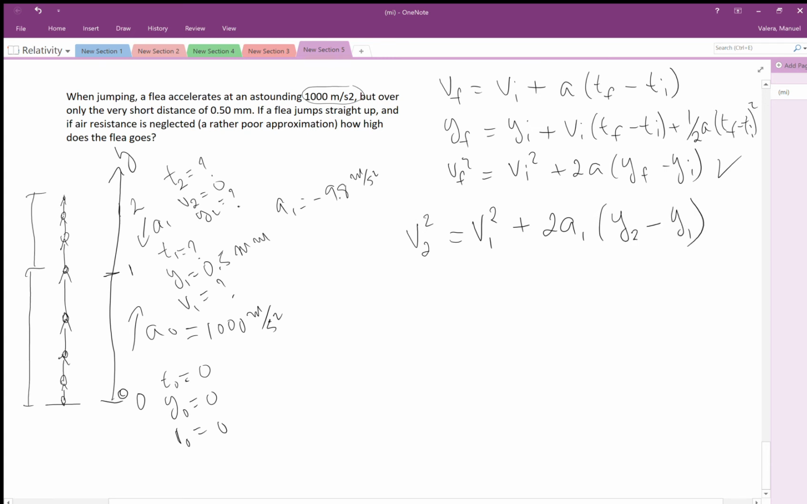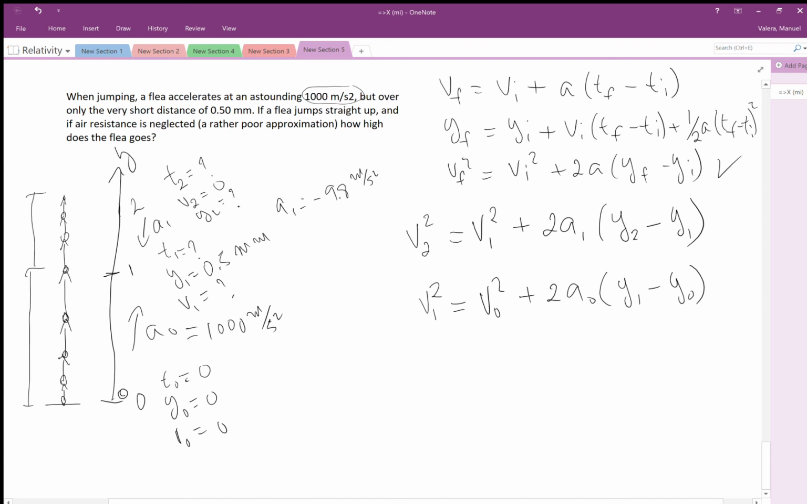So let's see. I know y1. This is what I want, y2, right? That's my maximum height. I know a1. I know v2. This is 0, but I don't know v1. So then I'm going to need to find v1. To find v1, I can use the same equation again, and I can write that v1 squared is equal to v0 squared plus 2 times a0, which is the acceleration in this segment, times y1 minus y0.